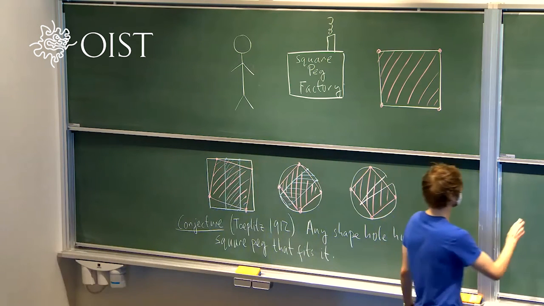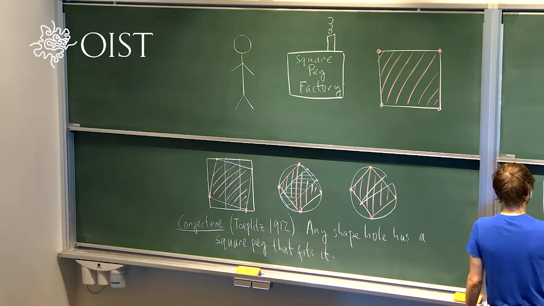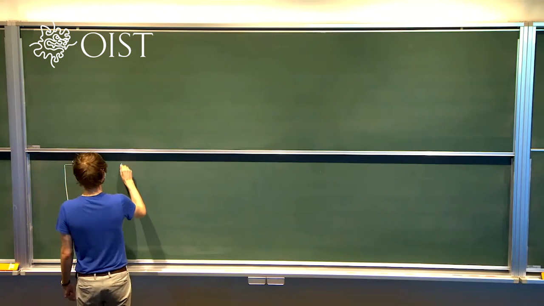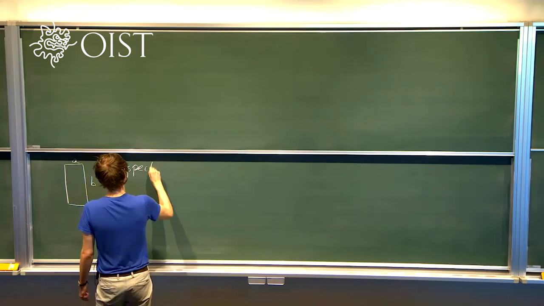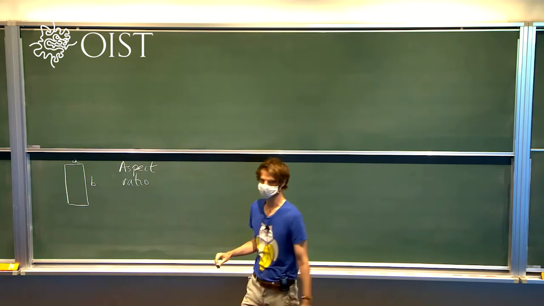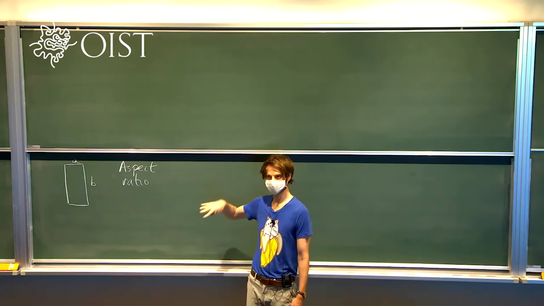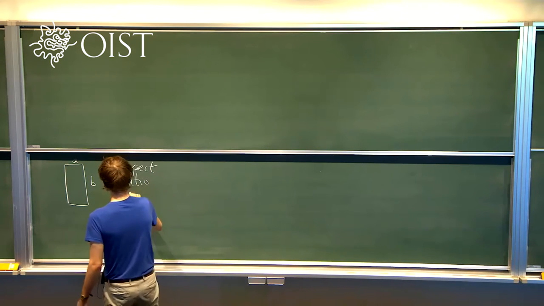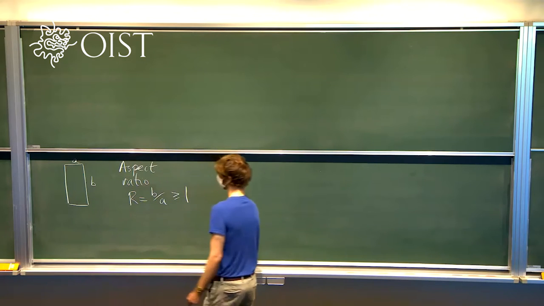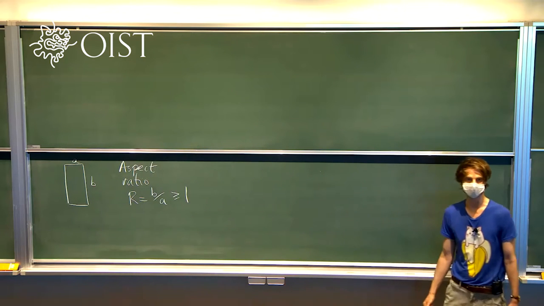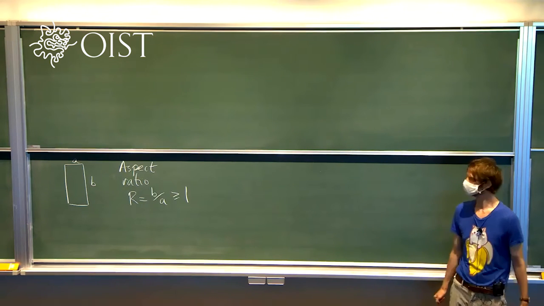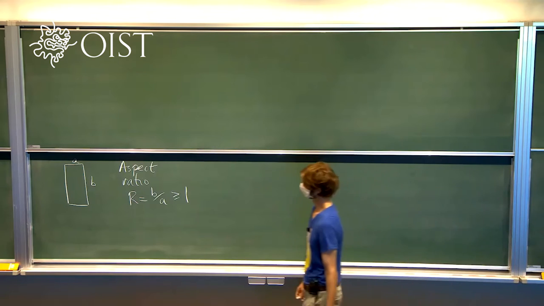Rectangles come in different shapes, right? And the shape of a rectangle is given by its aspect ratio, which is the ratio of the long side to the small side. Which is a number greater than or equal to 1. So a square is nothing more than an aspect ratio 1 rectangle. It's a rectangle.